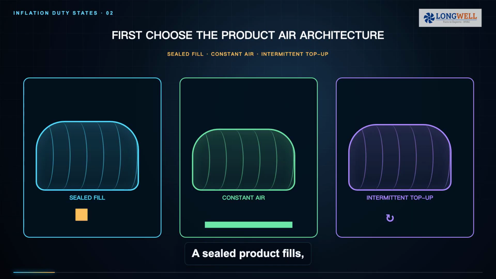A sealed product fills, closes a valve and holds pressure. A constant air structure keeps the blower running to replace distributed leakage. An intermittent system stops at a target state and restarts for top-up. These modes create different motor, noise, thermal and control duties.